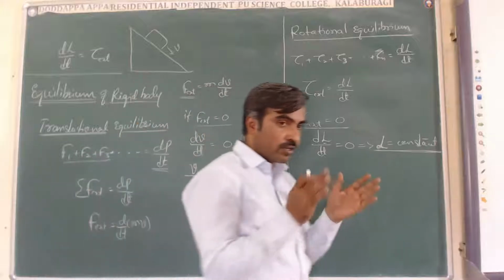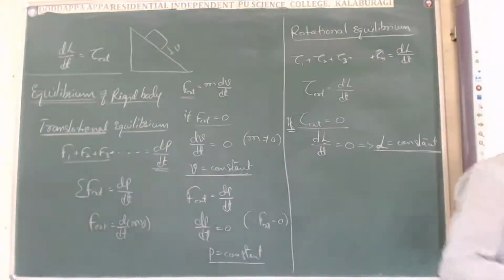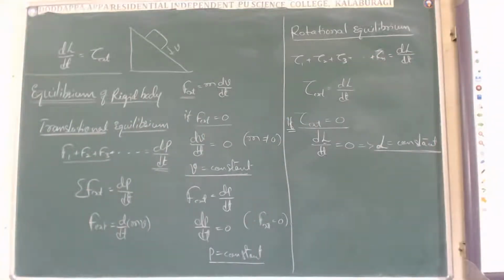It means the rigid body should be under the equilibrium condition. Like that, we have discussed two conditions. One is translational equilibrium, another one is rotational equilibrium. So now we shall go for the next one, that is the principle of moments.